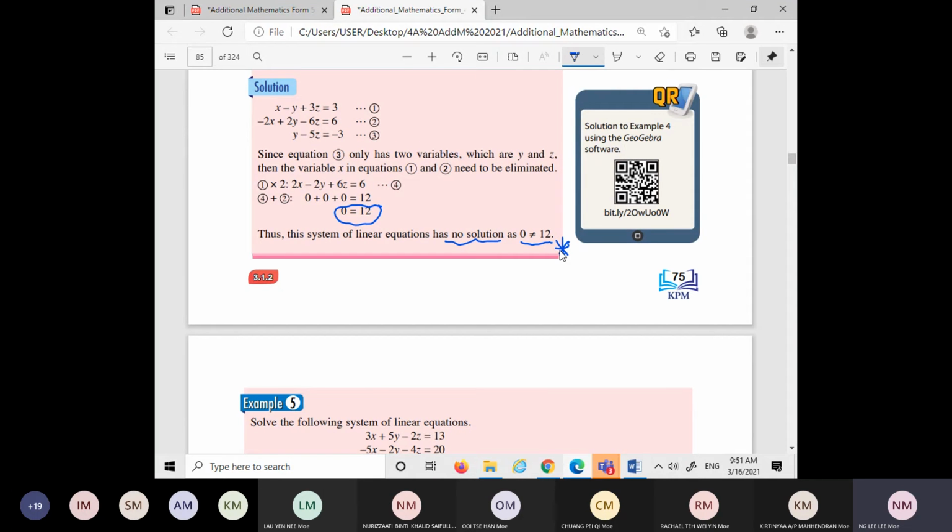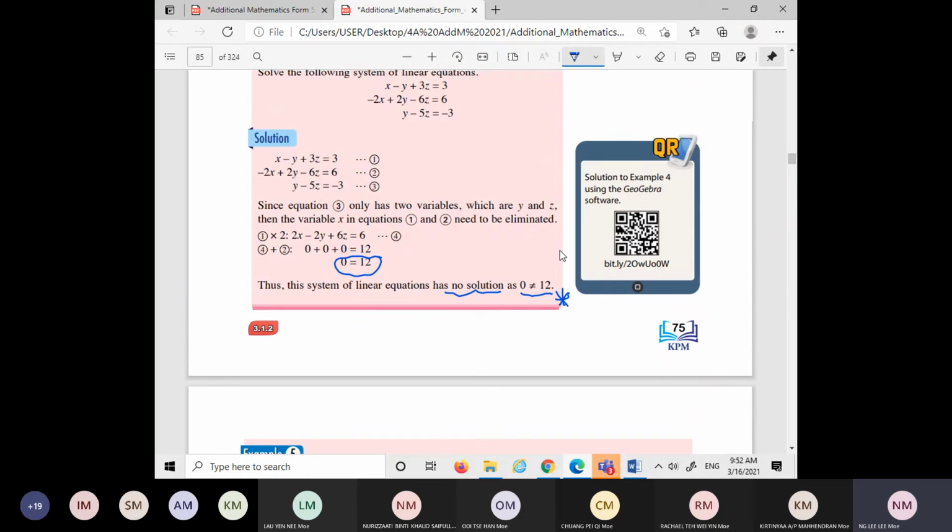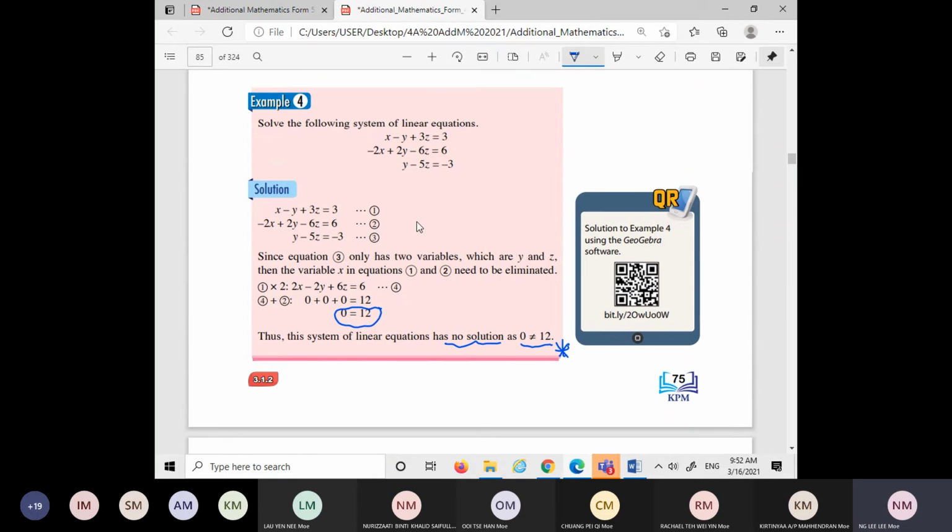We look at this. You see here the explanation. Since equation 3 has only two variables, no x, which are y and z, the variable x in equations 1 and 2 needs to be eliminated. So this is the reasoning for how they start. They want to use the elimination method, and start by eliminating the variable x in equations 1 and 2.